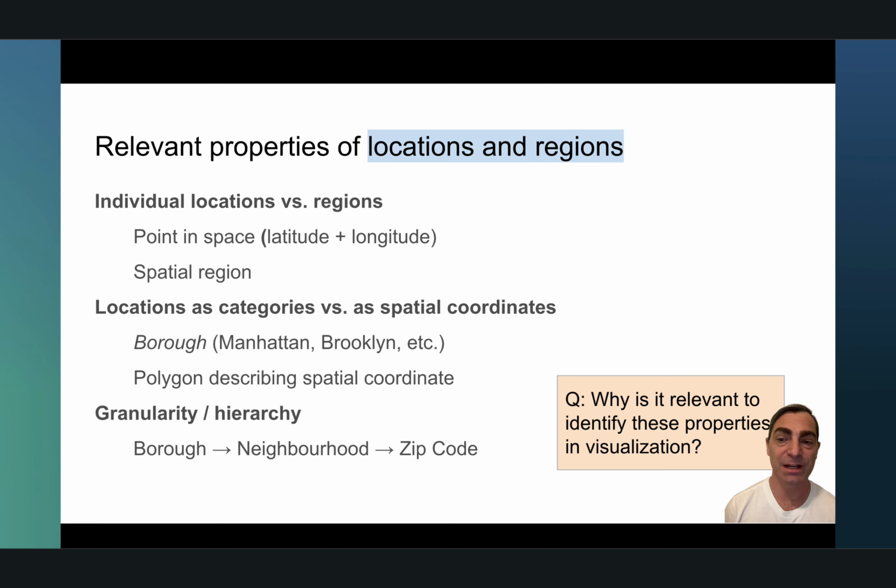Once again, why is it relevant to identify these properties in visualization? For the reasons that I already covered, because whether you consider, for instance, information as geographical or not, it may make sense to have a map or not. If you have a spatial region or a point in space, you will also make different decisions in terms of visual representation, and different granularities in terms of geographical information will also lead to representing data values, for instance, on a map at different levels of detail.